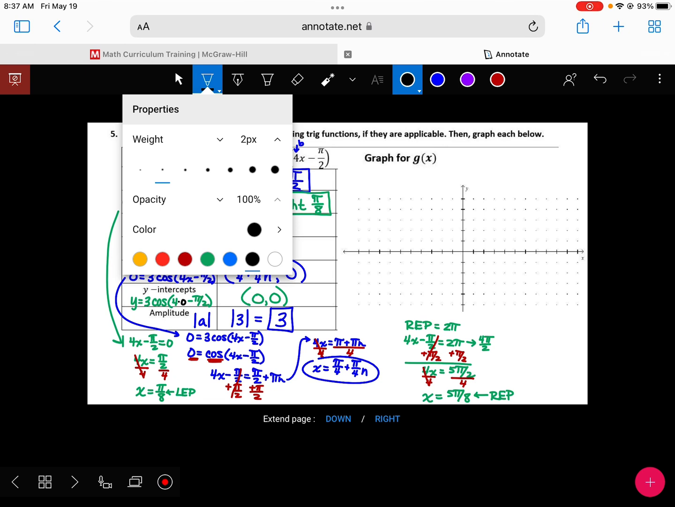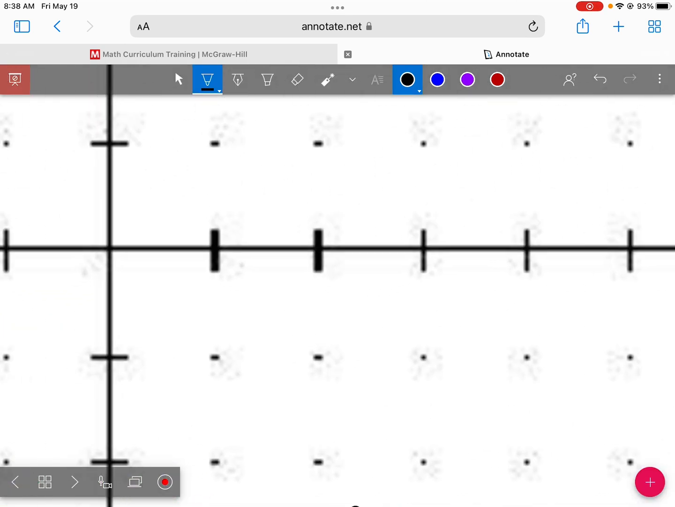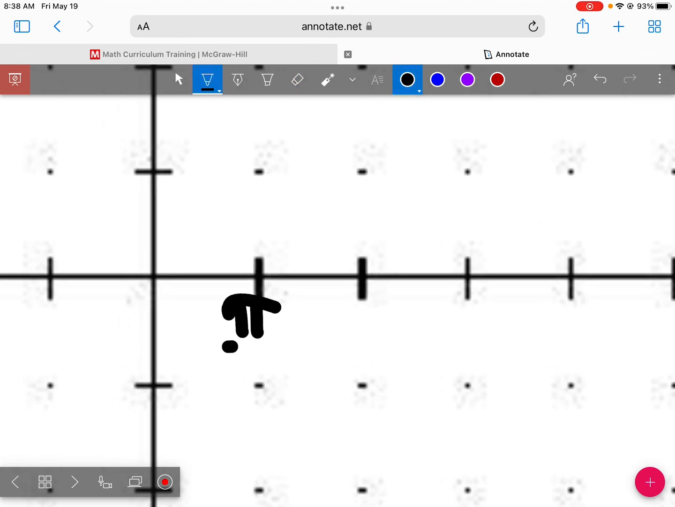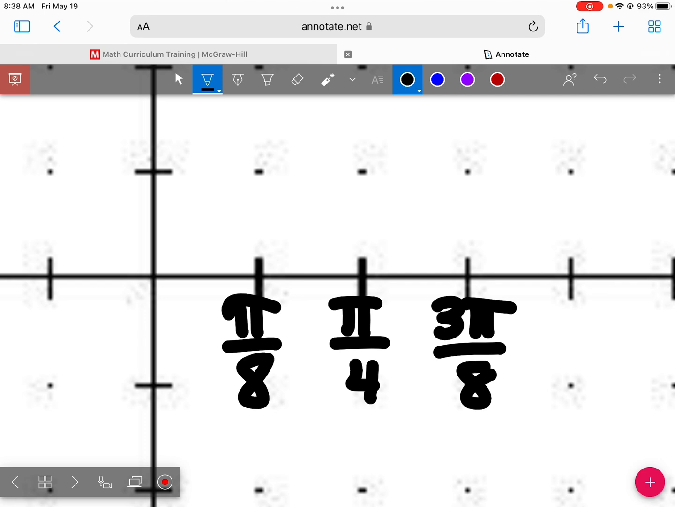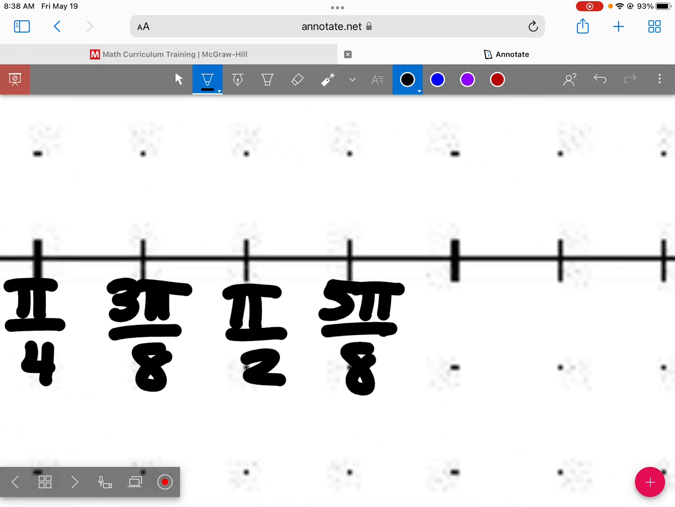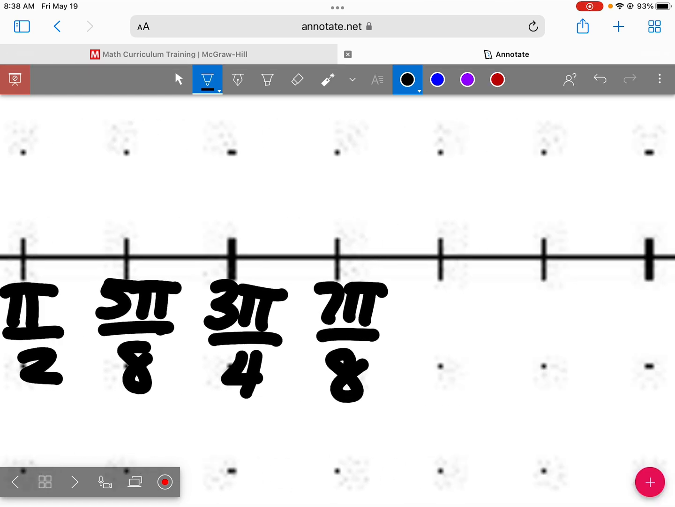Here's my left endpoint, pi over 8. My right endpoint is at 5 pi over 8, and my period is pi over 2. What do you think we should count by on the x-axis? Pi over 8. Let's count by pi over 8s. Pi over 8, pi over 4, 3 pi over 8, pi over 2, 5 pi over 8, 3 pi over 4, 7 pi over 8, pi.